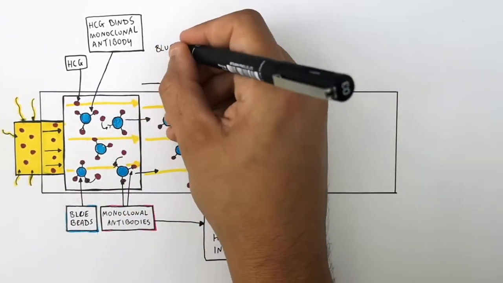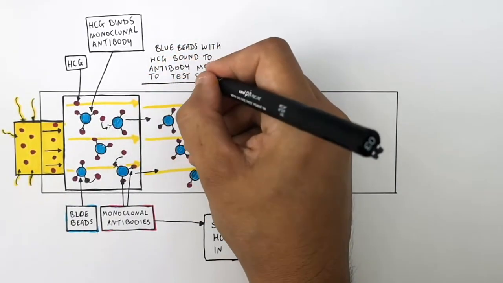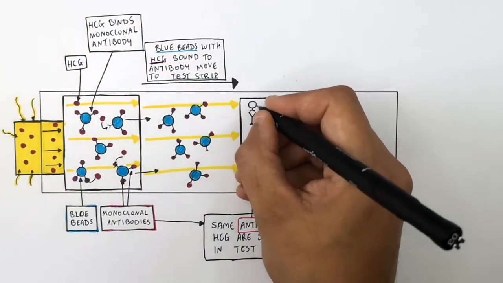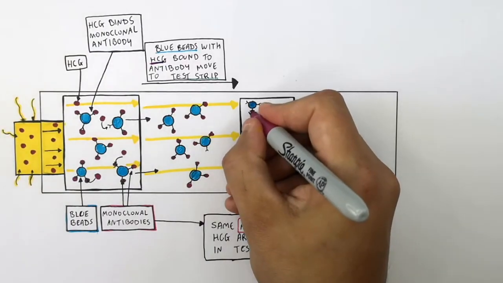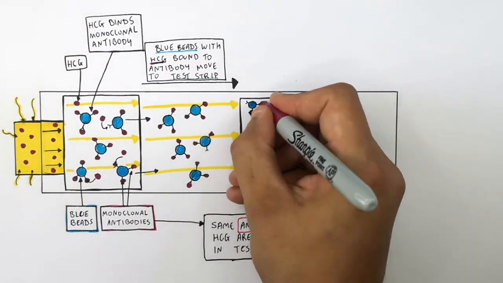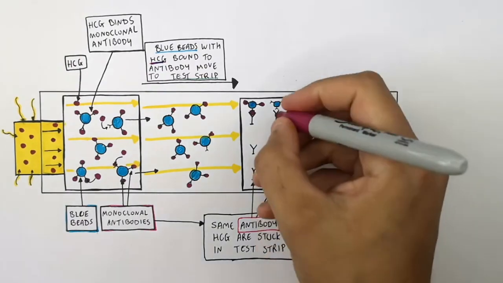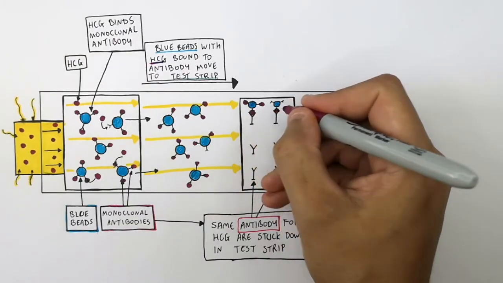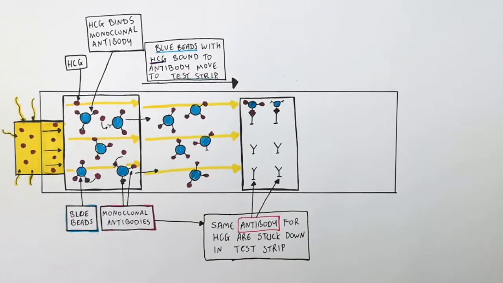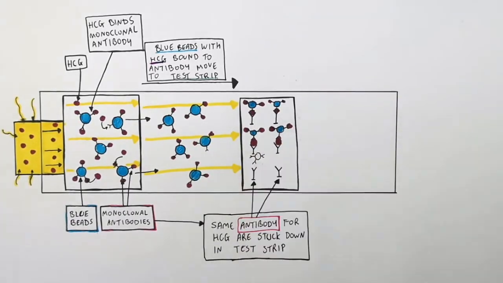So as you can see here, the blue beads with HCG bound to the antibody move to the test strip. So the HCG that is attached to the antibody on the blue bead will then also attach to the antibody that is stuck down in the test strip. So the blue dye does not move now. The blue dye is now stuck. So remember, the HCG that is bound to the antibody on the blue dye binds to the antibody stuck down in the test strip.